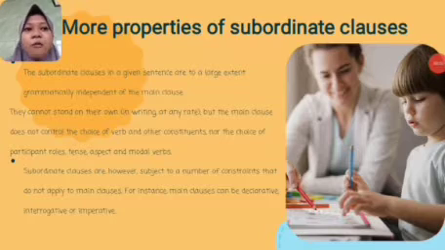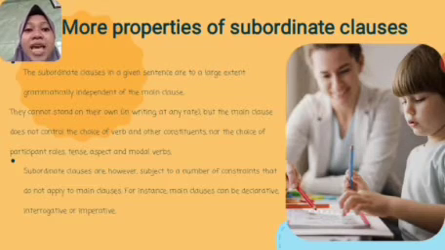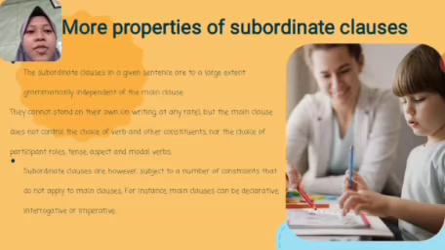More properties of subordinate clauses. The subordinate clauses in a given sentence are to a large extent grammatically independent of the main clause. They can't stand on their own, in writing at any rate, but the main clause does not control the choice of verb and other constructions, nor the choice of participant roles, tense, aspect, and modal verbs. Subordinate clauses are, however, subject to a number of constraints that do not apply to main clauses.